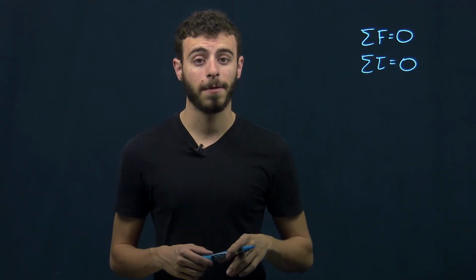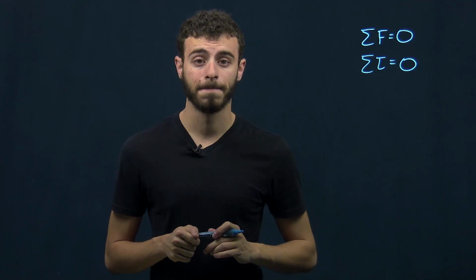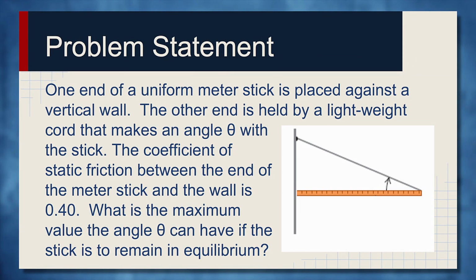Okay, so the problem statement for today reads as follows. One end of a uniform meter stick is placed against a vertical wall. The other end is held by a lightweight cord that makes an angle theta with the stick. The coefficient of static friction between the end of the meter stick and the wall is 0.4. What is the maximum value the angle theta can have if the stick is to remain in equilibrium? At this point, you should pause the video, reread this problem a couple times, and maybe even try it on your own.